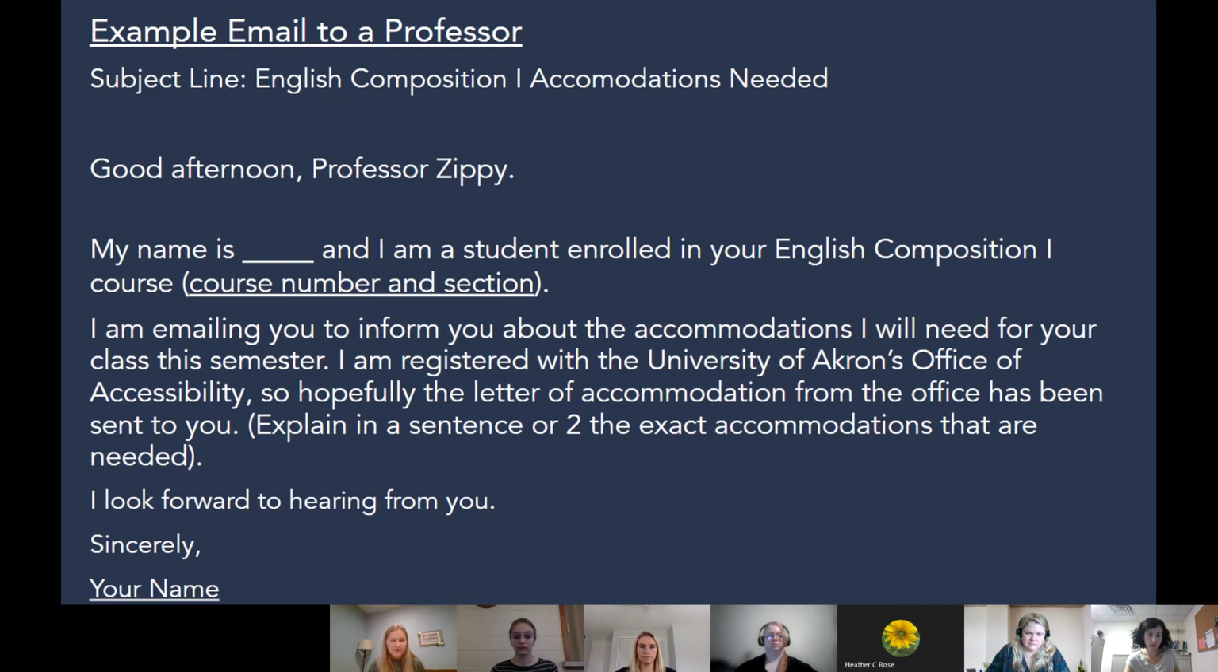And here is where I would provide the course number and section. I am emailing you to inform you about the accommodations I will need for your class this semester. I am registered with the University of Akron's Office of Accessibility, so hopefully the letter of accommodation from the office has been sent to you. And then I would explain in a sentence or two the exact accommodations that I need. And I would end the email with, I look forward to hearing from you. Sincerely, Allison Reese.